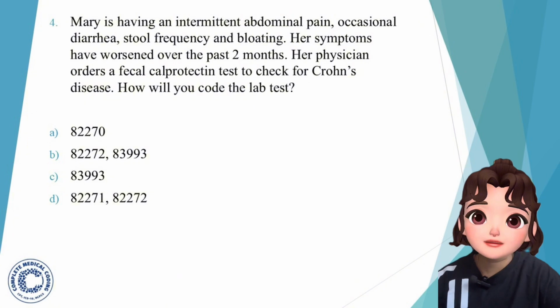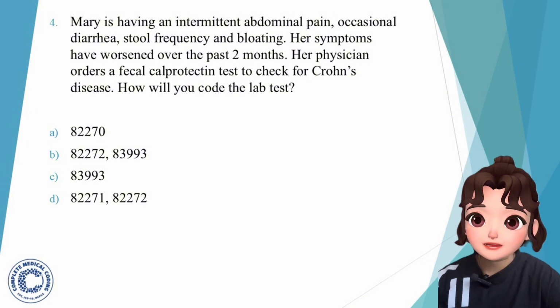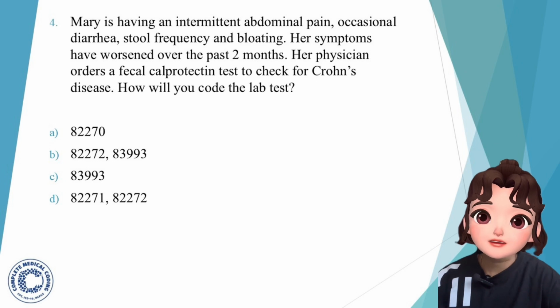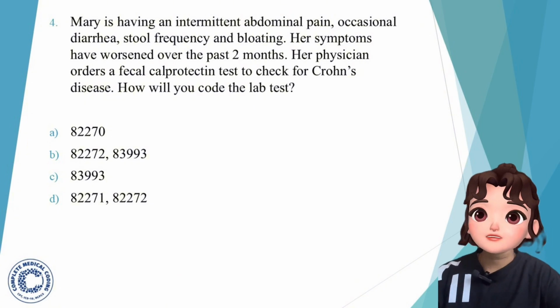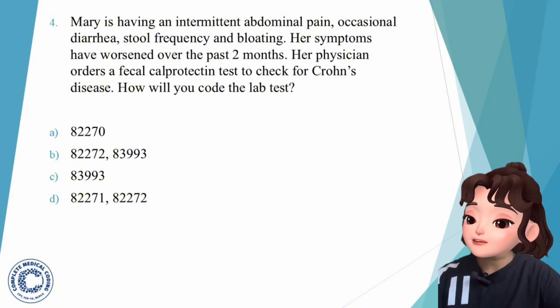No need to go for each and every option. What is the lab test done here? Calprotectin test. So you have to just look for the code for the calprotectin test. Only one test is ordered, fecal calprotectin test. So if you check all the codes, see, 82270.